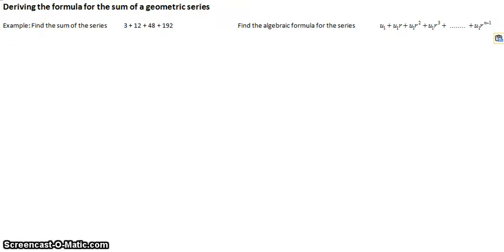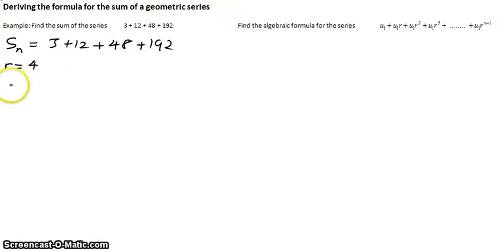Okay. So let's have a look at what we're doing. We have to find the sum, which is Sn, of 3 plus 12 plus 48 plus 192. Alright. Now what I'm going to do with this is, if you look at it, how do I get from one term to the next? What do I do to 3 to get 12? What do I do to 12 to get 48? Correct. The common ratio is 4. Alright, each term is 4 times bigger than the last.